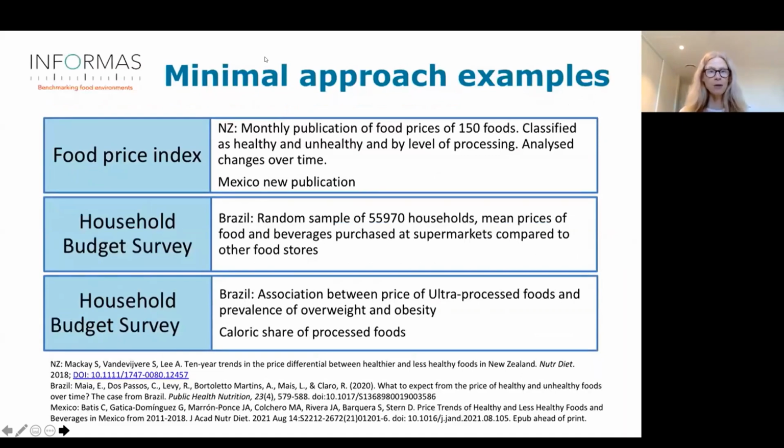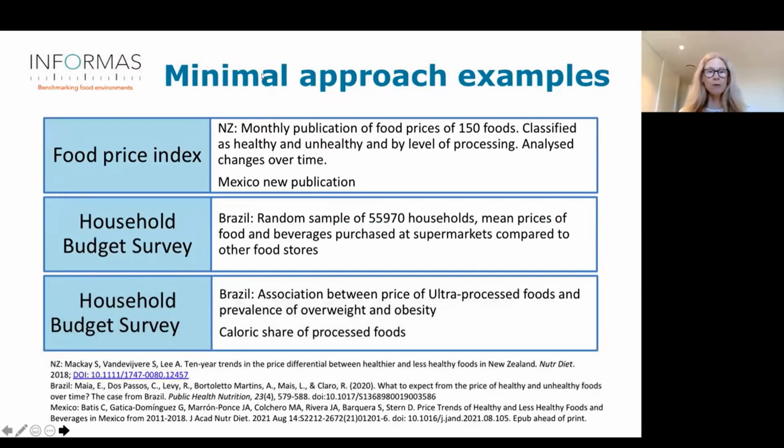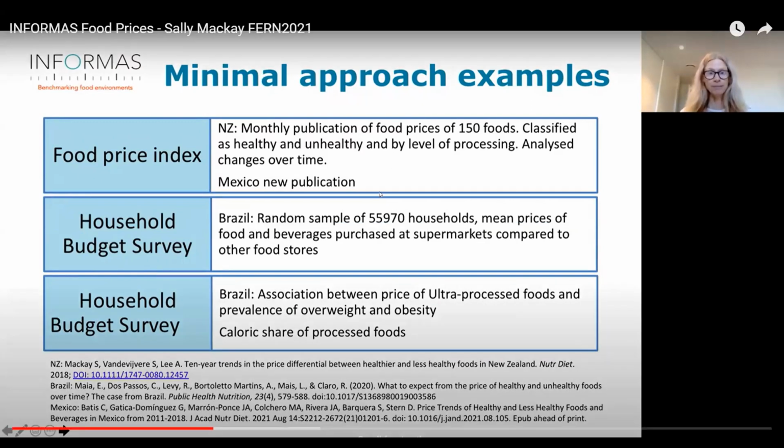So first of all, starting off with the minimal approach, I'm going to give you some examples. So the Food Price Index in New Zealand, we have done that where every month the food prices of 100 foods are published. It doesn't tell you the exact specific food. So for example, it might have pasta rather than a spaghetti and a brand. I classified these as healthy and unhealthy and by level of processing, and then analysed the changes over time. And I have a graph to show you about that.